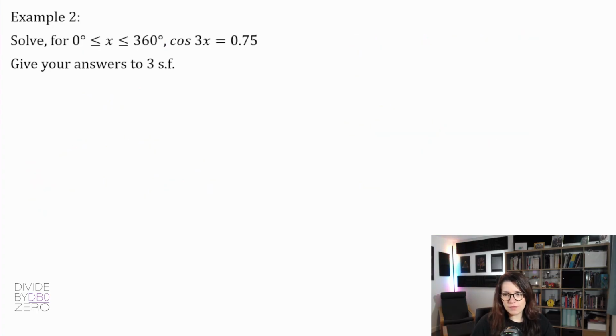Example 2, solve for x between 0 and 360, cos 3x equals 0.75. Give your answers to three significant figures. So one thing to be aware of straight away is that we have a 3x. That's important. And one of the first things I would do is change the range of values for x. Make it relevant to 3x instead. To do that, you just times both limits by 3. So 0 times 3 is 0, and 360 times 3 is 1080.